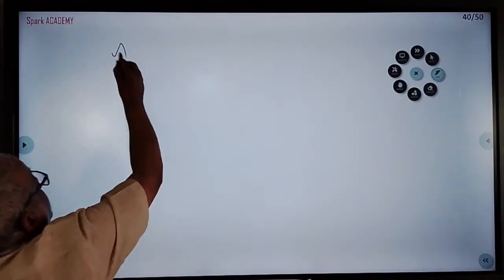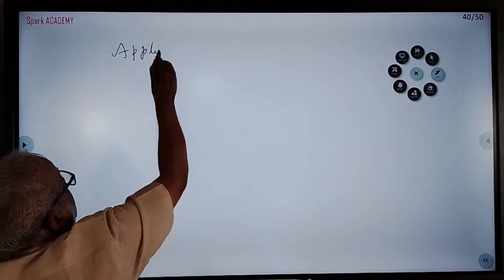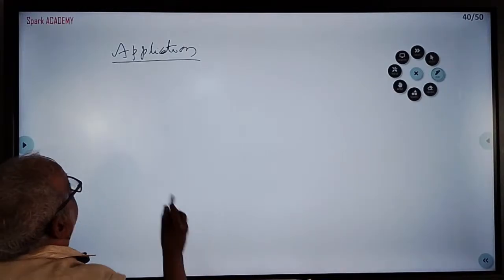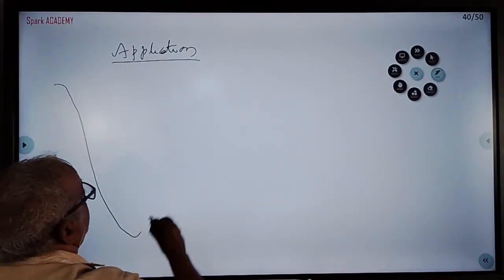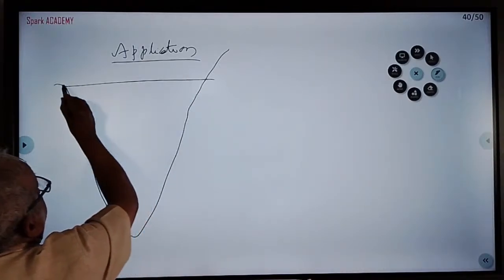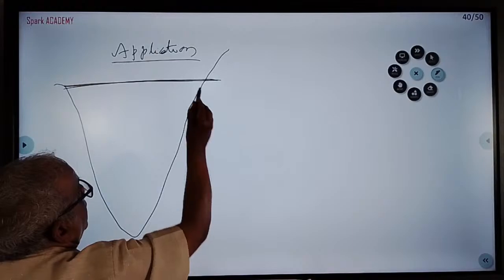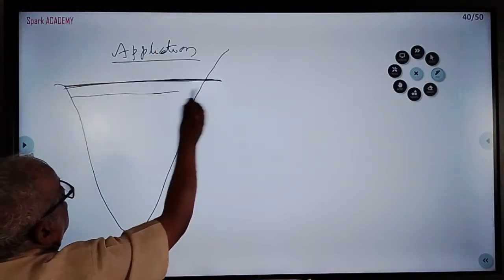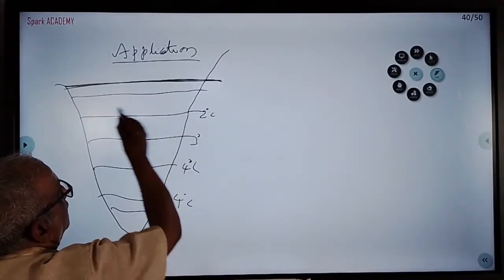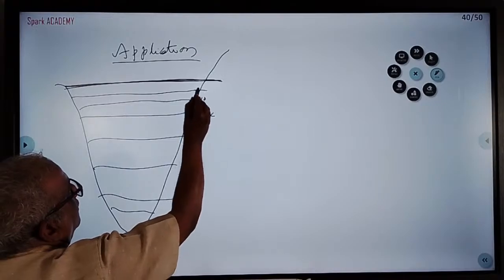Application of anomalous expansion of water. You have to draw the diagram. I am drawing a diagram now. This is the pond. This is the minus. The lake is frozen, the lake is at minus temperature. In these water layers, the bottom layer is always at 4 degrees centigrade. Then 3 degrees centigrade, 2 degrees centigrade, and 1 degree centigrade.